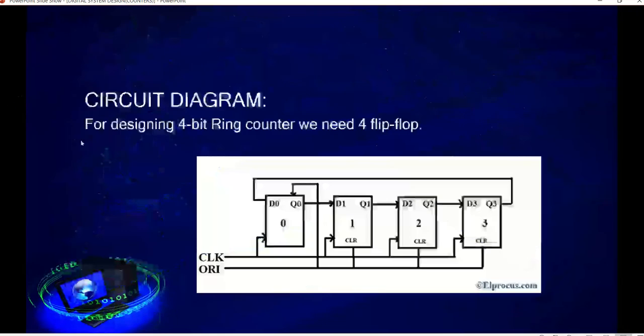So let's see the block diagram or the circuit diagram. We are designing a 4-bit ring counter. We'll be requiring 4 flip-flops. We are using D flip-flops here. D0, D1, D2, D3 are the inputs. Q0, Q1, Q2 and Q3 are the outputs. The clock pulse will be common for all the D flip-flops.